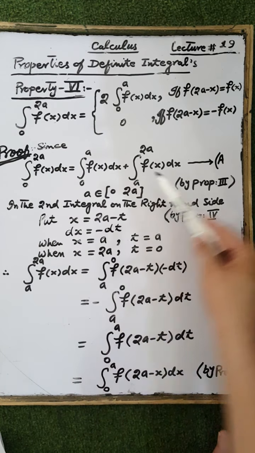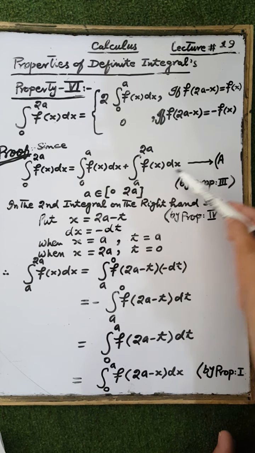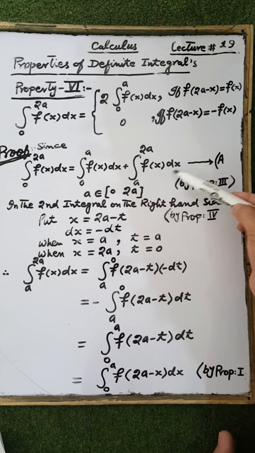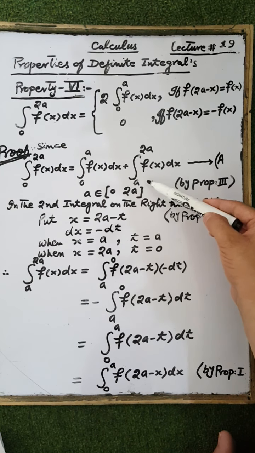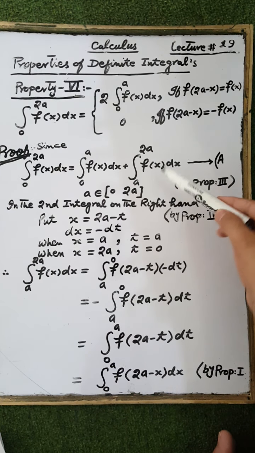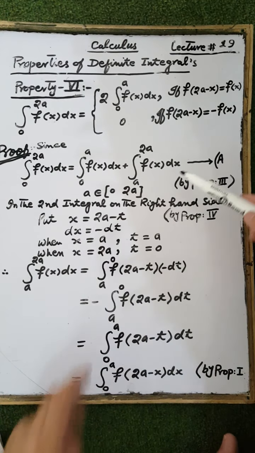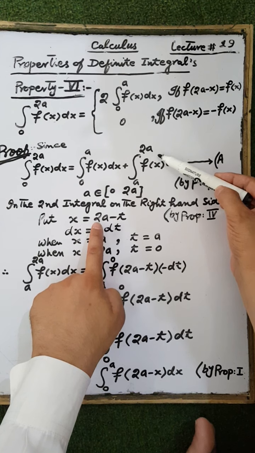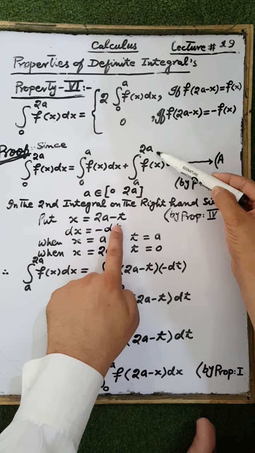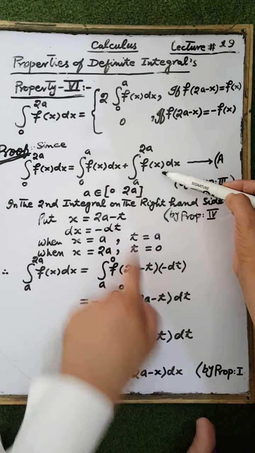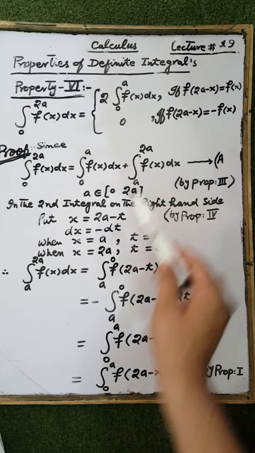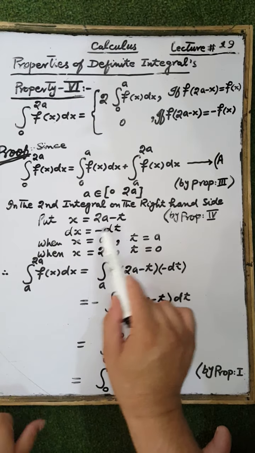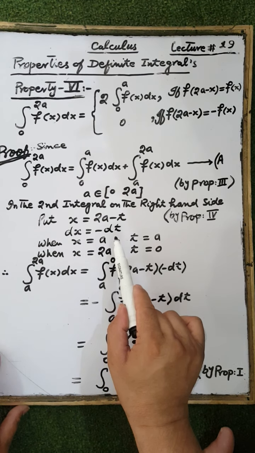The second integration on the right hand side, the integration of f of x on the interval a to 2a, can be calculated as follows. According to property number 4, put x is equal to the upper limit minus a new variable t. The upper limit is 2a minus t. Apply the total differential d on both sides. We have dx is equal to minus dt.